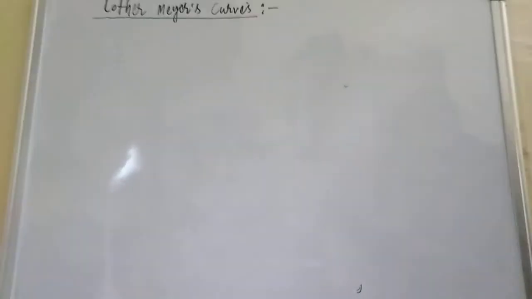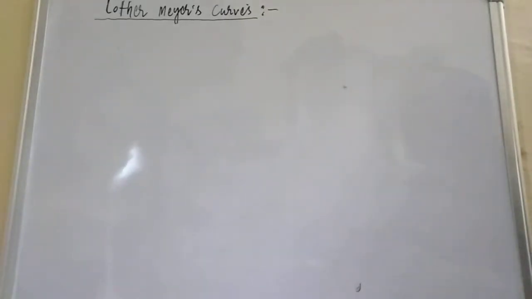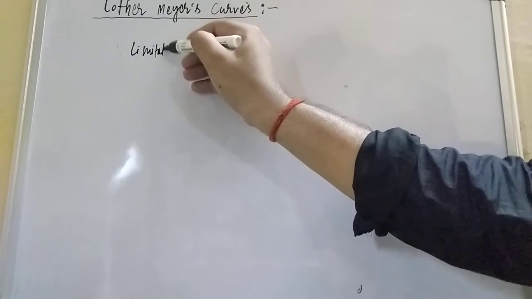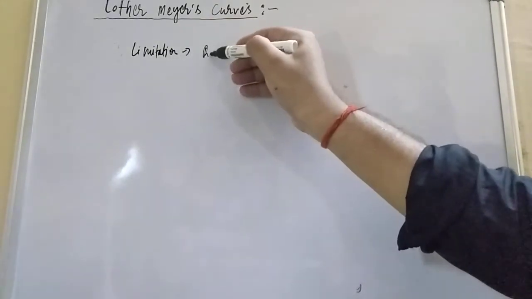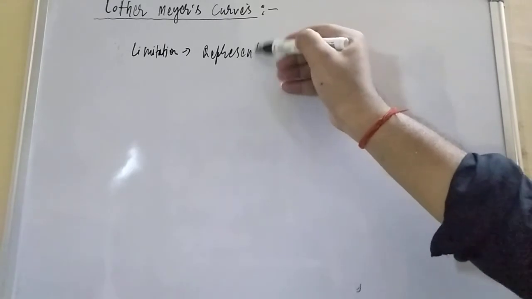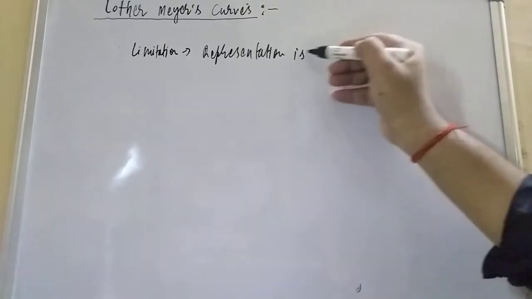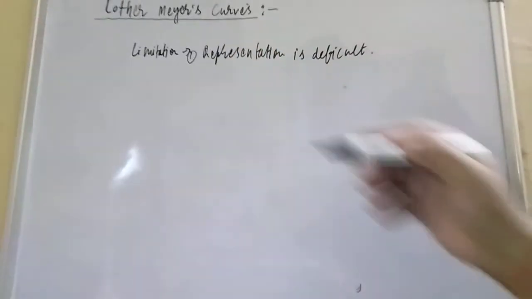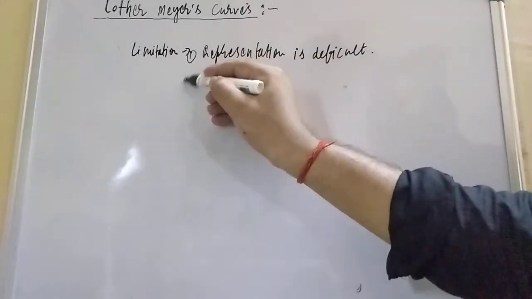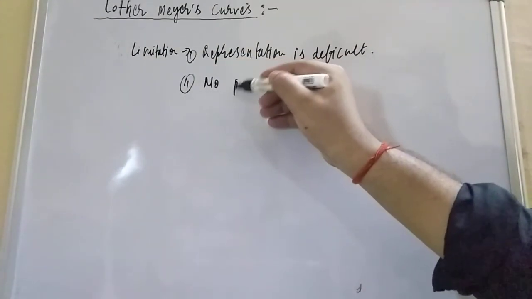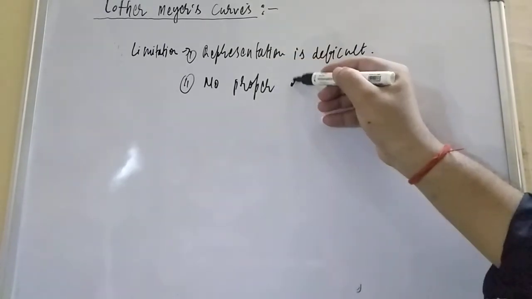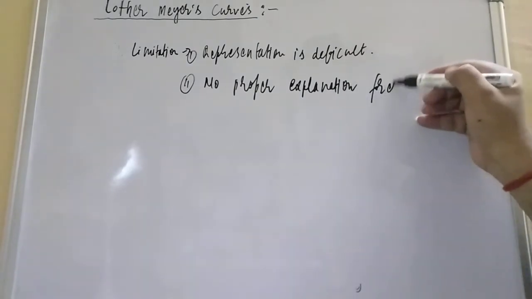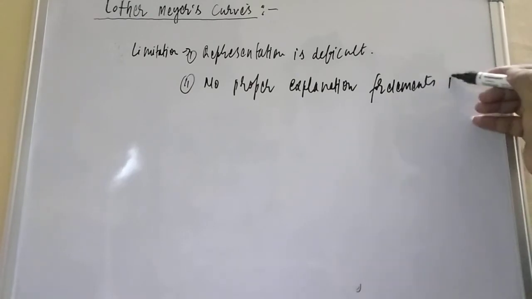If you want to write the limitation, we can write: representation is difficult. The second one is no proper explanation for elements in the graph.